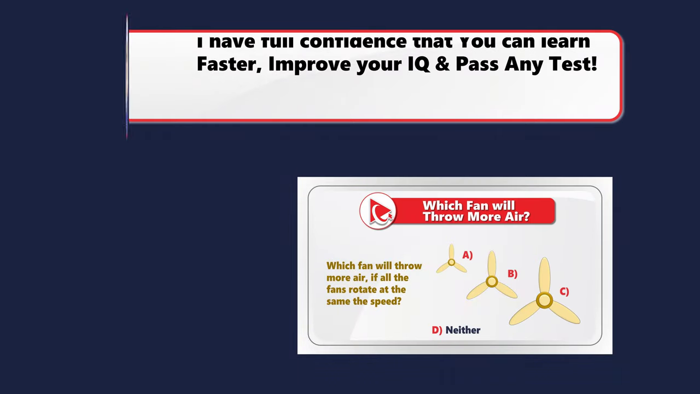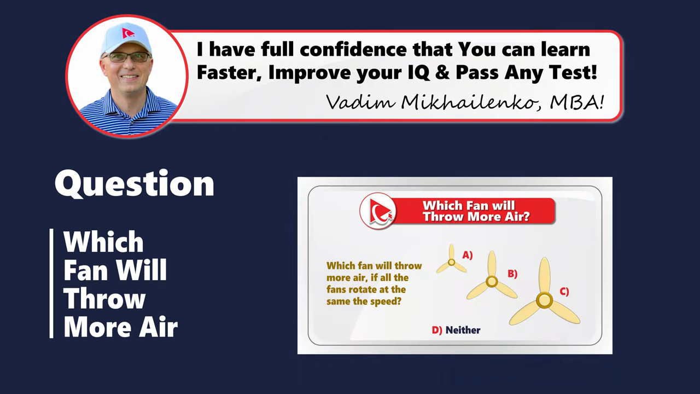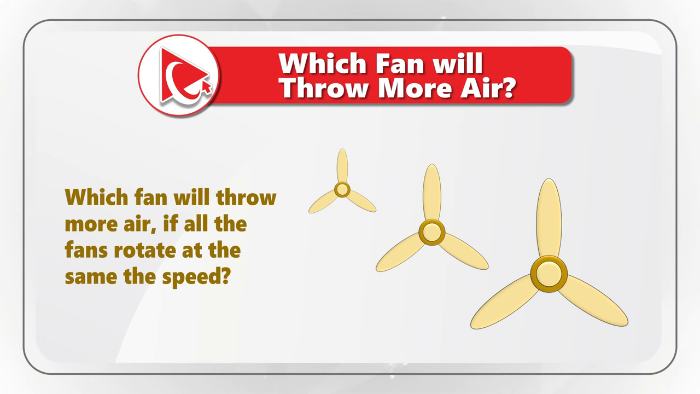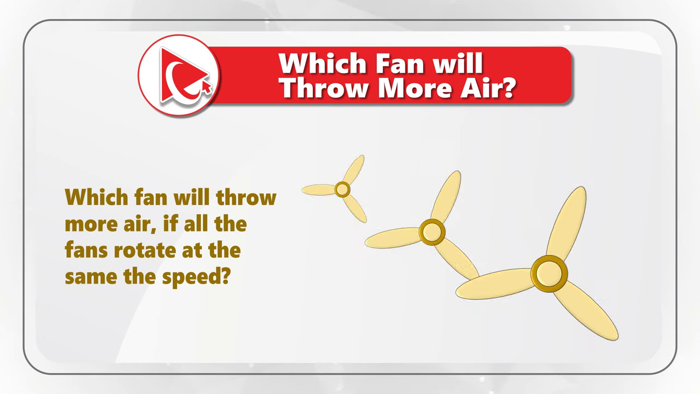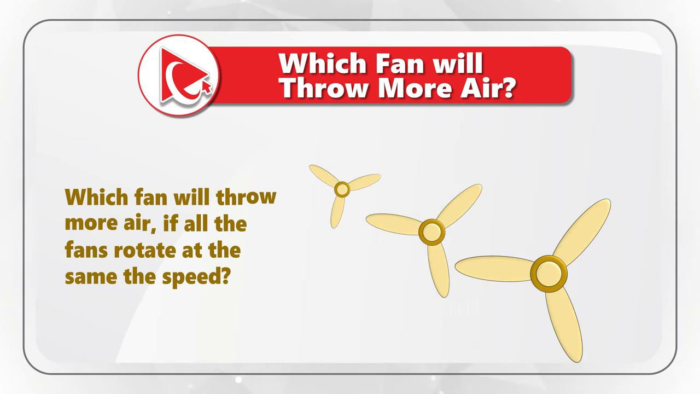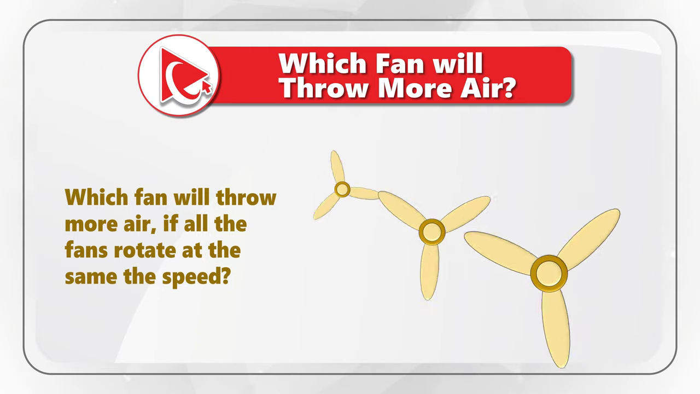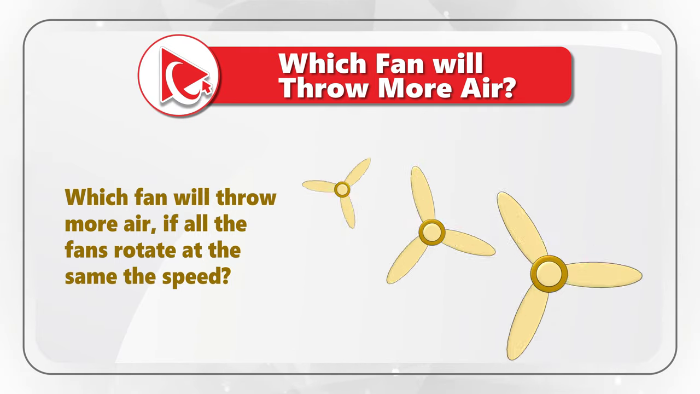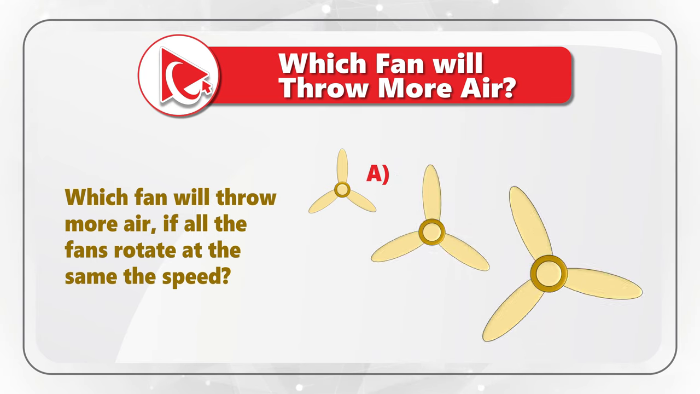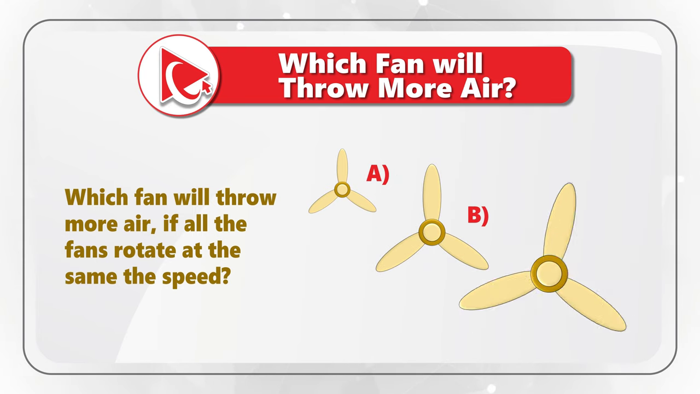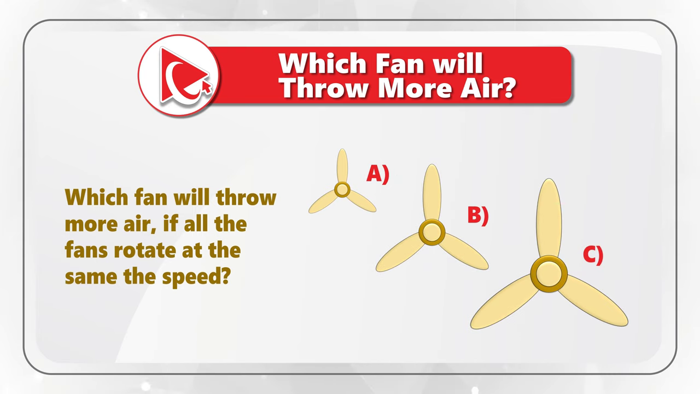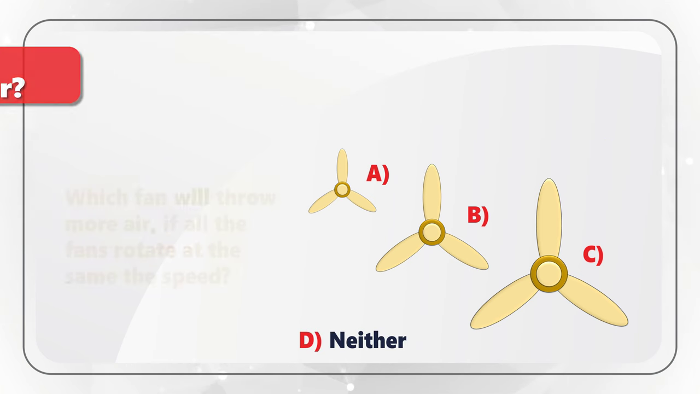This is one of the most exciting questions because it allows you to test your analytical skills and understanding of physics. You need to determine which fan throws more air if all the fans rotate at the same speed. The choices are fan A, fan B, fan C, and last but not least, choice D, neither fan. Take a close look to see if you can come up with the answer.